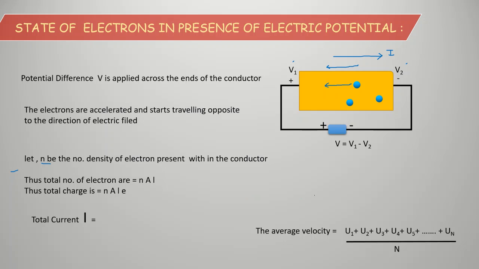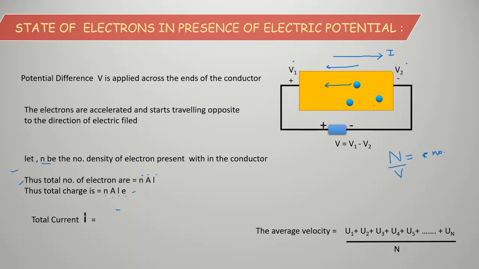Okay, so what is it? Let capital N be the total number of electrons within the conductor, and divided by its volume, that will be area into length of the conductor, will be the number density. Hence we obtain the total number of electrons as number density with area and length of the conductor, or the total charge within the conductor will be nAL into e. This is the total charge that is comprised within the conductor.